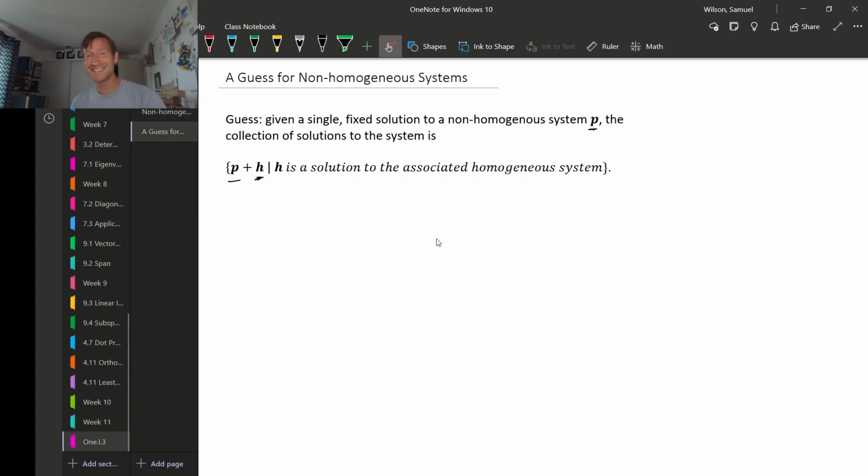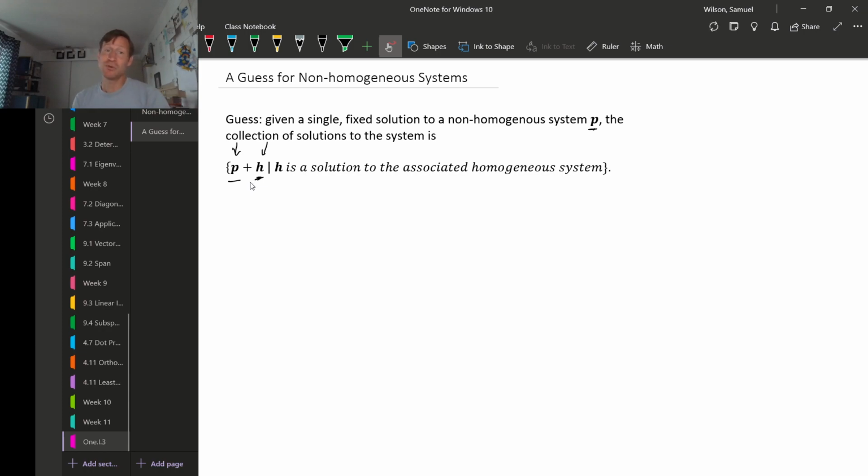Of course, it is just a guess, and so to know if this really is true in general, we should check if this guess is true. And how should we do that? Well, first of all, we can check: does every vector that looks like this, p plus h, which is supposed to make you think of particular plus homogeneous solution, actually a solution to the non-homogeneous system? And then conversely, is any solution to the non-homogeneous system of the form p plus h, can we write it in that form?